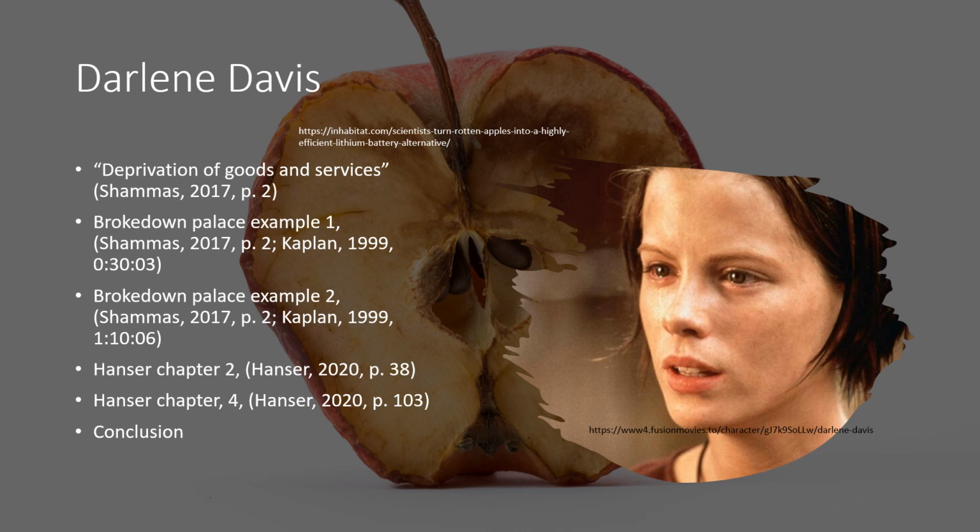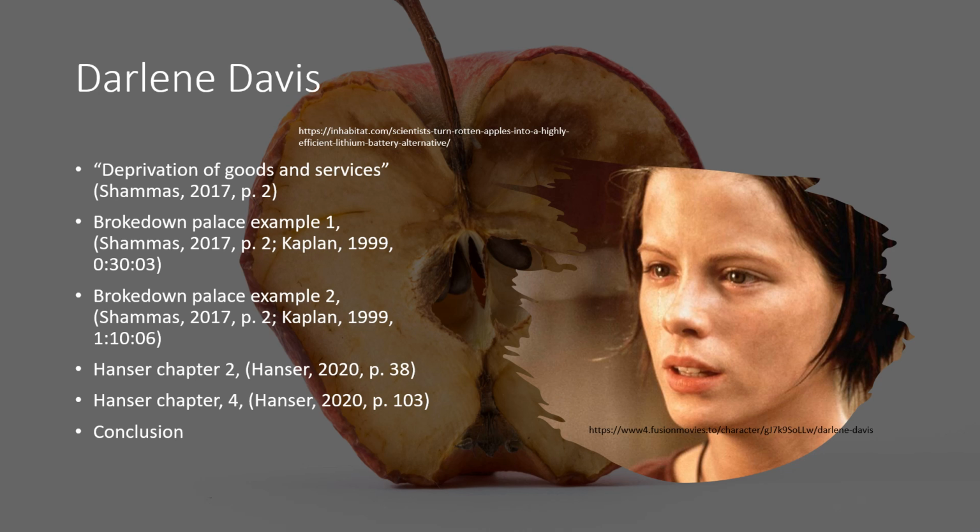The Hanser 2020 text that best correlates with this will be from chapter 2. So chapter 2 best correlates with the Brokedown Palace example 1, specifically on Hanser 2020, page 38, which describes sanctions as punishments, whereas in this particular example of Brokedown Palace example 1, one of the sanctions, or punishments, would be the deprivation of fruit, which is one of the goods that is being deprived.